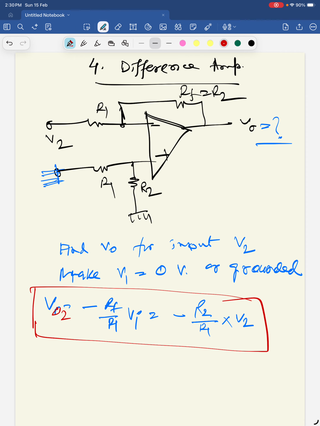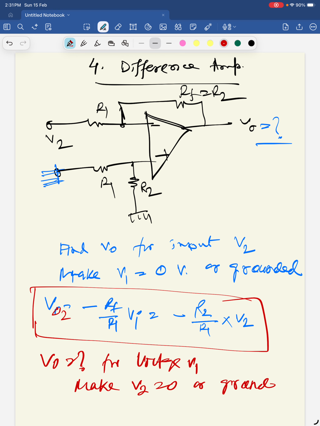Now for V0 for voltage V1, what we'll do? We make V2 equal to 0 or grounded. Then what will happen? This is grounded, and there is a power supply V1.